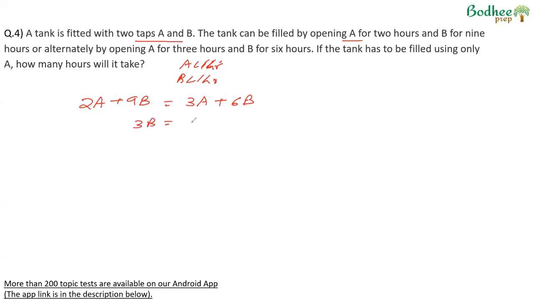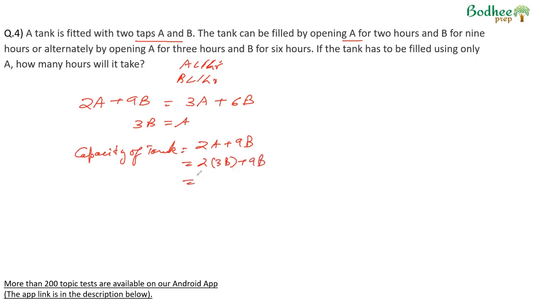So these two have to be equal. From here, we'll get 3B is equal to A. So we can say that the capacity of the tank is equal to 2A plus 9B. A is equal to 3 times of B.